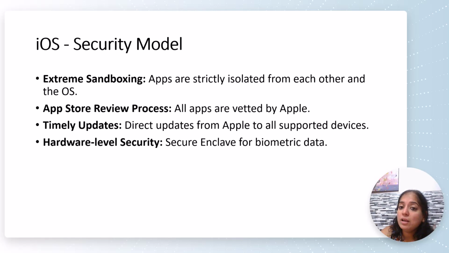The security model of iOS is often considered the gold standard for mobile security. This is due to extreme measures like mandatory app sandboxing and a rigorous App Store review process, and most importantly, unified and timely updates pushed directly from Apple to all supported devices simultaneously. The Secure Enclave is a dedicated hardware chip that stores biometric data like fingerprints and Face ID, making it incredibly difficult to breach.